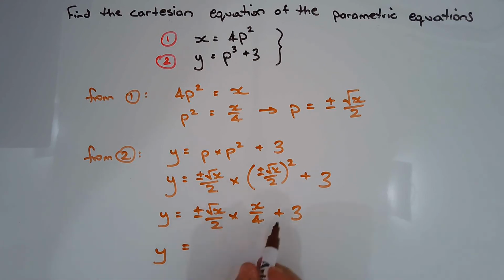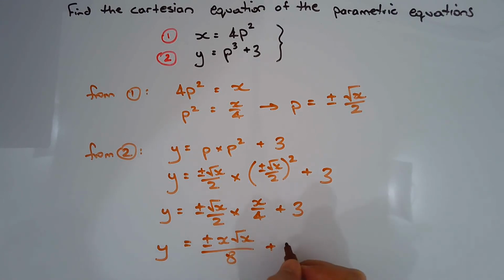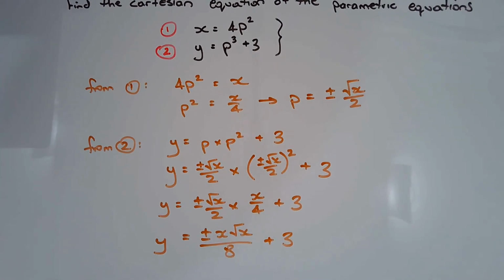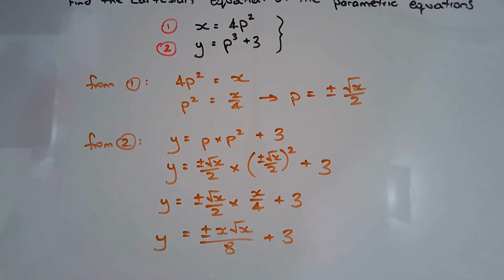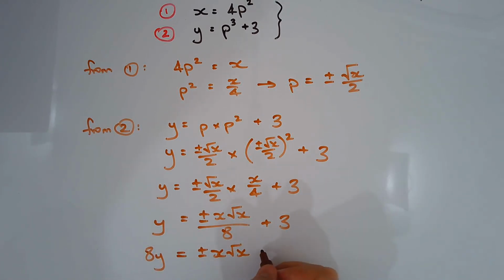Okay, now we can multiply the numerators together, so that's going to be plus or minus x root x, all over 8, plus 3. Now you could do one more step, which is multiply everything by 8, if you didn't want to have a fraction there. So I'll just adjust the camera a little bit just so you can see that last line. So 8y is equal to plus or minus x root x, plus 24. And of course you can rearrange it any other way you like.